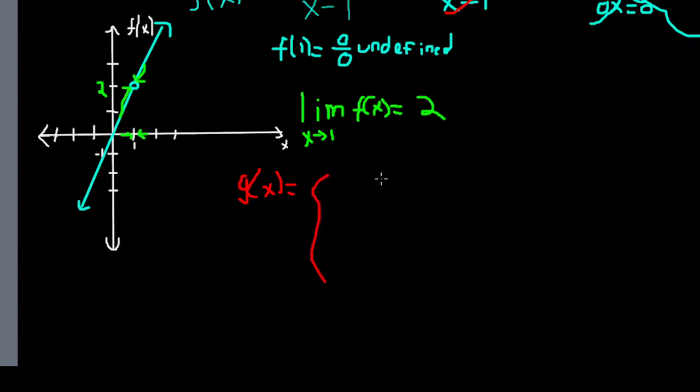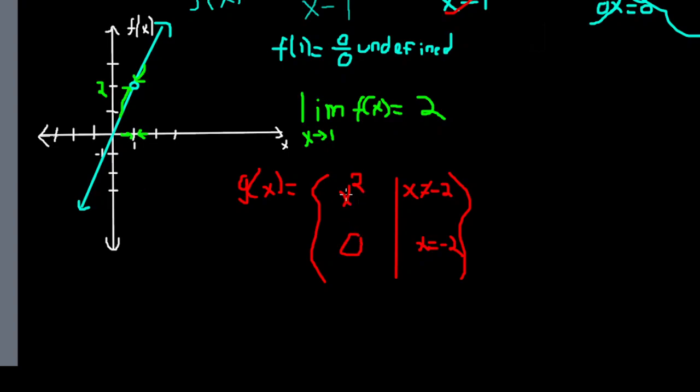So let's say g of x is equal to this piecewise function. Let's say it's equal to x squared when x is not negative 2. And when it is negative 2, I'm just making this up. Yeah, let's make it 0.